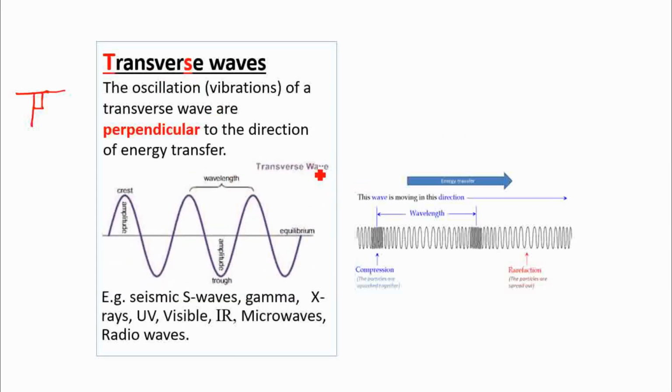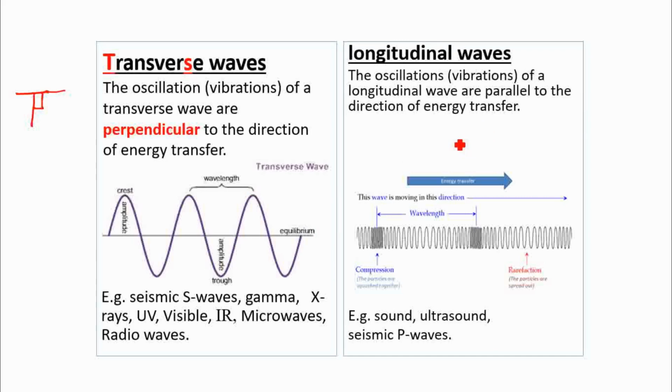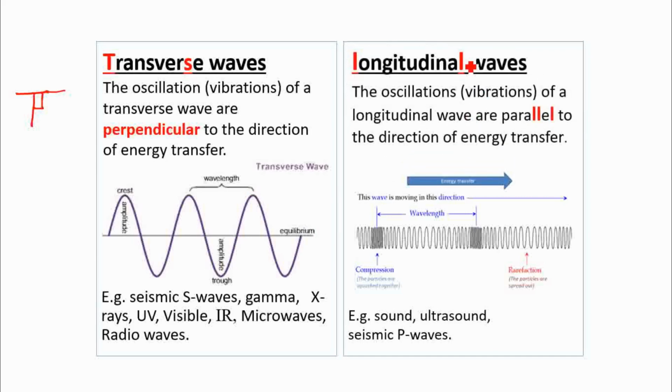Good. Transverse waves can be represented by the graph shown there. In a longitudinal wave, the vibrations are parallel. You can use the two L's to remember that the vibrations are parallel to the direction of energy transfer. Here are some examples: sound waves, ultrasound, P waves. Those are examples of longitudinal waves. Whereas for transverse, you know that light is one such example, anything to do with electromagnetic waves.